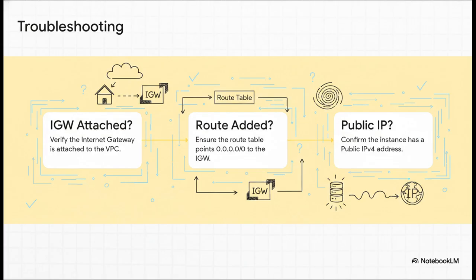Second, does the subnet's route table have that magic 0.0.0.0 route pointing to the gateway? And third, did you remember to give the instance itself a public IP address? You need all 3 of those for it to work.